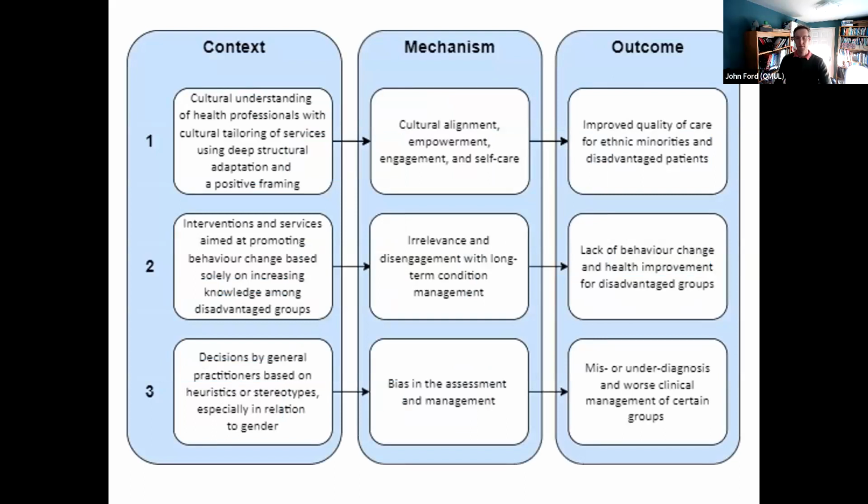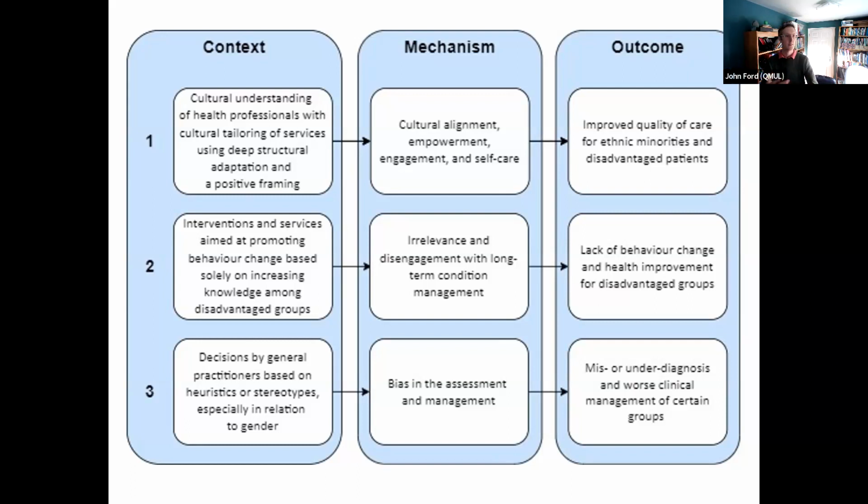So this is an example of the CMOs. We had maybe about 20 or so CMOs. Sorry, it's a bit grainy, but just to give you an example of what some of our CMOs looked like. So the first one talks about the context where there's a cultural understanding of professionals, with cultural tailoring of services, a deep structural adaptation, positive framing that leads to cultural alignment, empowerment, engagement, self-care, which leads to improved quality of care for minority ethnic groups and disadvantaged patients.